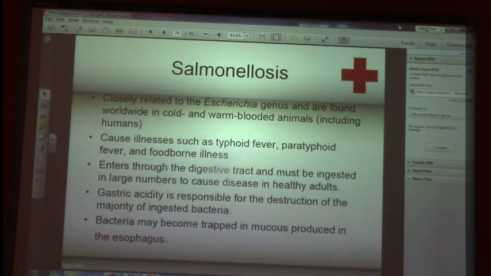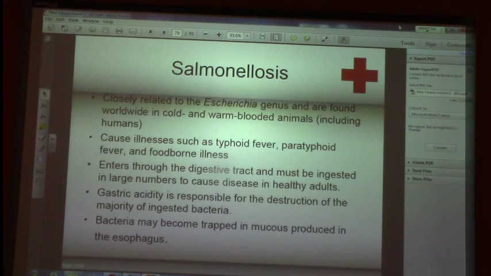Salmonellosis is the condition that it leads to. These organisms, the Salmonella genus, are actually closely related to the Escherichia genus as well. They are found worldwide in cold as well as warm-blooded animals, including humans, obviously. And they can cause illnesses such as typhoid fever, paratyphoid fever, and foodborne illness. The condition that results is dependent upon the serotype and the species of organism that one is contaminated with.